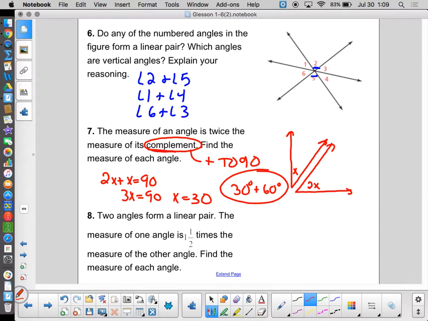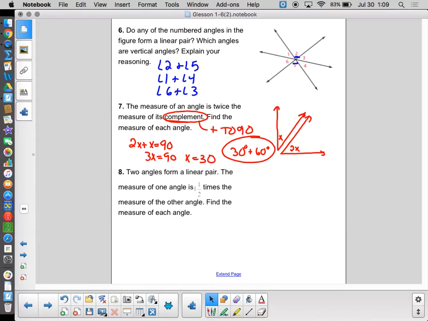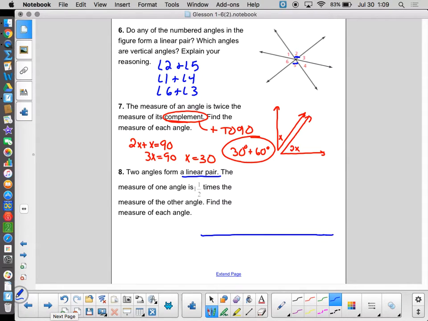Two angles form a linear pair. The measure of one angle is 1 1/2 times the measure of the other angle. Find the measure of each angle. Again, making a model, key relationship here is linear pair. So we're going to model that. One angle is 1 1/2 times the other. So if this is x, this is 1 1/2 or 3/2 x.